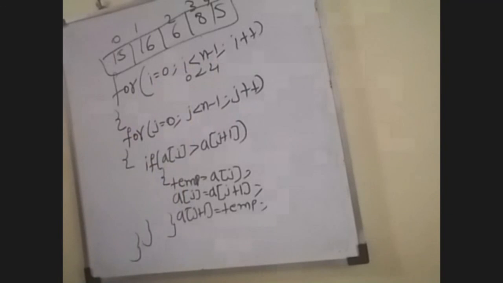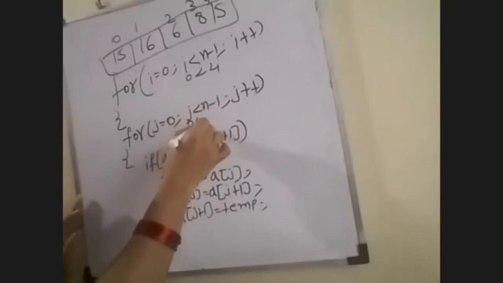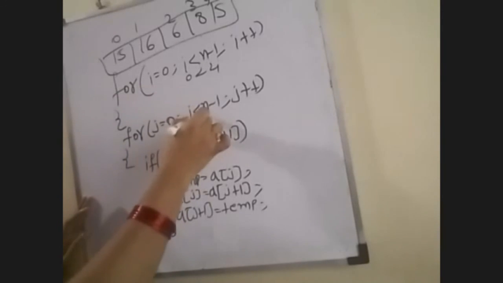So this is the index 0, 1, 2, 3, 4. These are the array, right? So this is the index. For i is equal to 0, 0 is less than n minus 1. The n value is nothing but the number of elements, 5. So 5 minus 1, 4. So 0 is less than 4. Condition is true or false? True, right? So next it will enter into the inner loop. So here for j is equal to 0, 0 is less than n minus 1, that is 5 minus 1, 4.